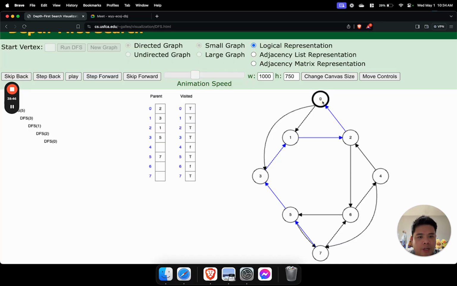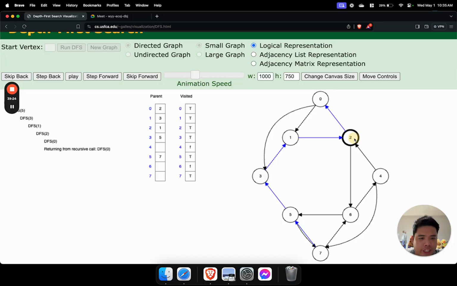I'm now at 0. I'm going to look for adjacent vertices, 1 and 3. 1 is smaller than 3, so I'm going to start by checking 1. Is 1 already visited? Yes, it is. So I don't need to do anything. So I'm going to check for 3. Is 3 already visited? Yes, it is. So I'm not going to do anything. So that means I have no more vertices to check. I will now go back, or my DFS ends, and I'll go back to my parent, which is 2.